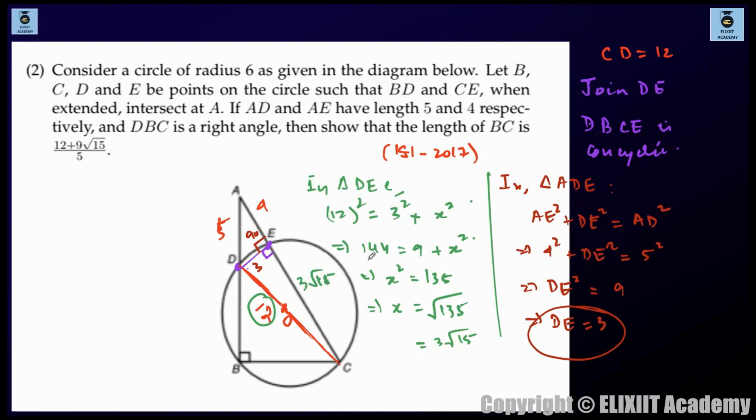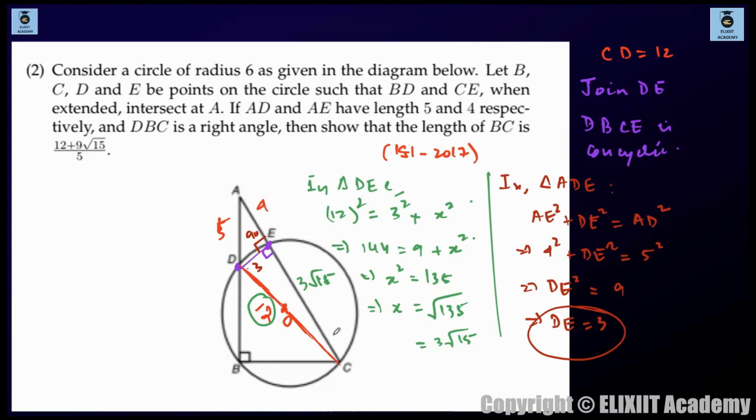So, can we think of some other technique by which we can obtain this? My target is to find out BC, right? They have asked you to find out BC. If I find out the length of AB and the length of AC, then we can definitely find the base. It's a right angle triangle.